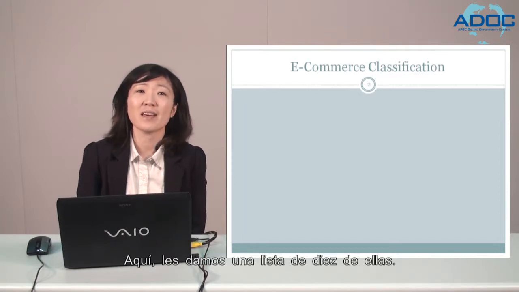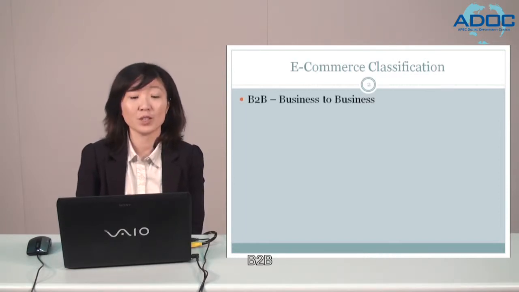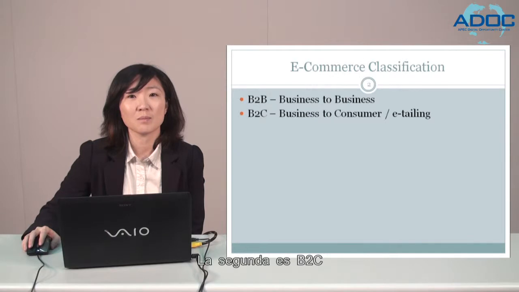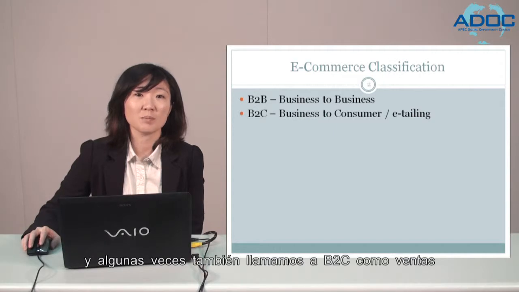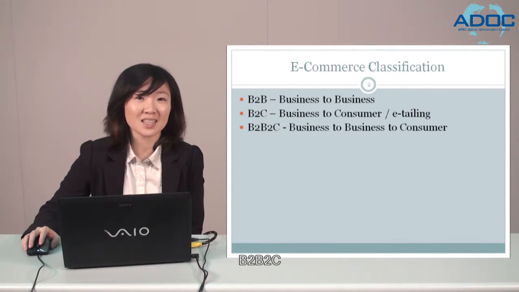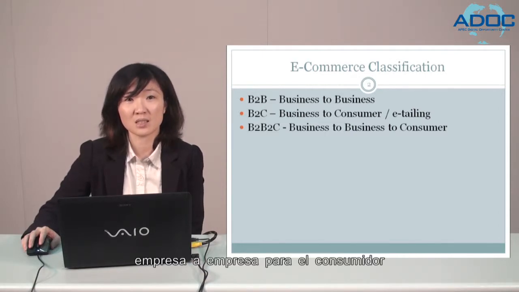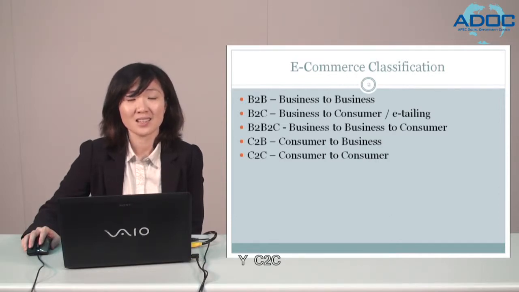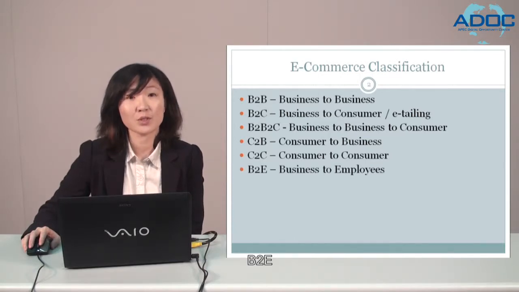Here, we list 10 of them, which are B2B, business to business. The second one is B2C, business to consumer. And sometimes we also call B2C e-tailing. The third one is B2B2C, business to business to consumer. The fourth one is C2B, consumer to business. And C2C, consumer to consumer. B2E, business to employees.